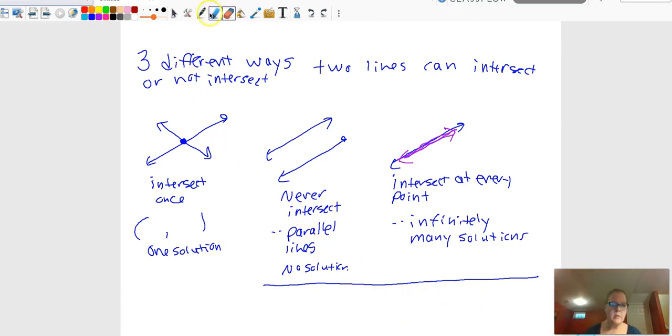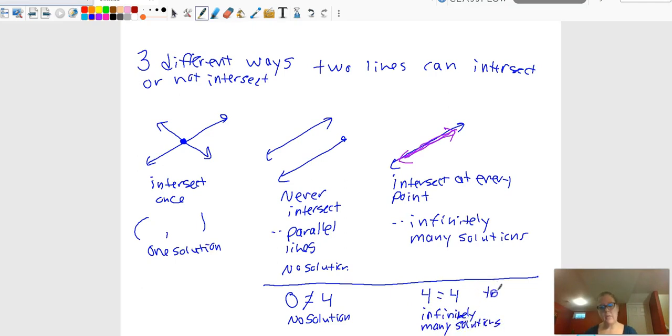Parallel lines is no solution, right? Parallel lines is no solution. That is where you're going to see something like 0 equals 4, which is not equal, and there would be no solution. That's when the variables cancel out, or when you graph and see parallel lines. If you have a true statement like 4 equals 4, or 3 equals 3, or 0 equals 0, then your solution is infinitely many solutions.